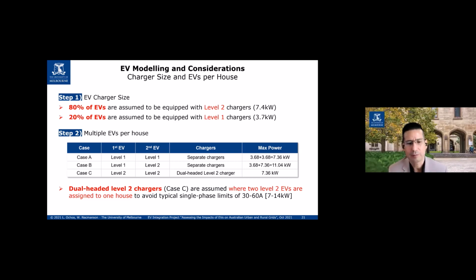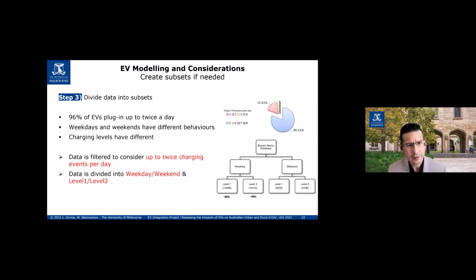So a solution that is available today is dual-headed level 2 chargers, which is just two level 2 that automatically halve the power if you have the two cars charging simultaneously. So it would be 3.7 plus 3.7, or full charging if you just have one car. Those are the considerations that we are going to have the moment that we have multiple electric vehicles per house.